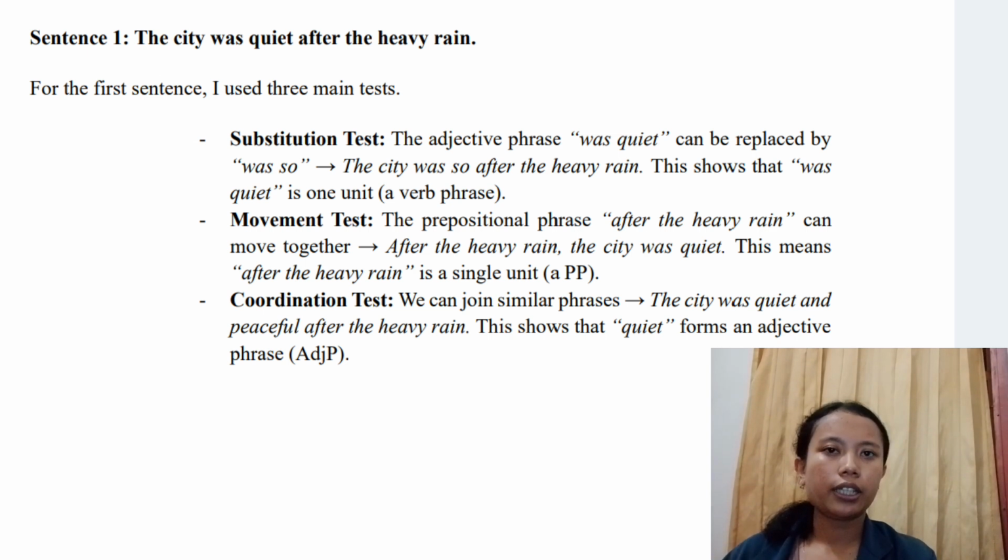And the next one is the movement test. This test checks if a group of words can move together. If they can move to another position and still make sense, they are one phrase. Example, the city was quiet after the heavy rain. And we move after the heavy rain from the back to the front. The phrase after the heavy rain moved to the front and stayed meaningful. So it's called a prepositional phrase.